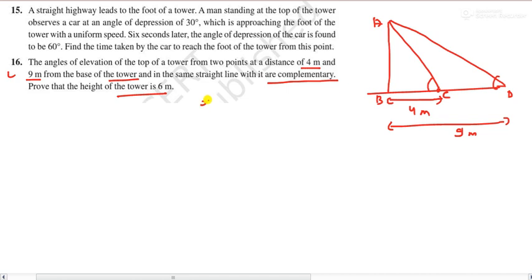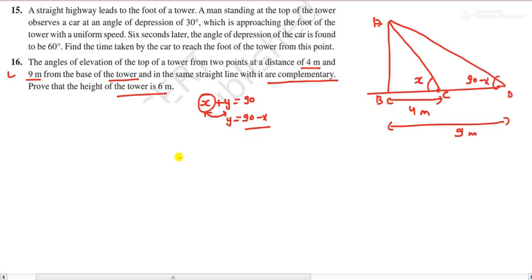What do you mean by complementary? Two angles that add up to 90, we call them complementary. So if one is x, what will be the other? It will be 90 minus x, right? So I will take one as x and the other as 90 minus x. That's all. Or else this is y, but let me take it as x itself and 90 minus x itself.